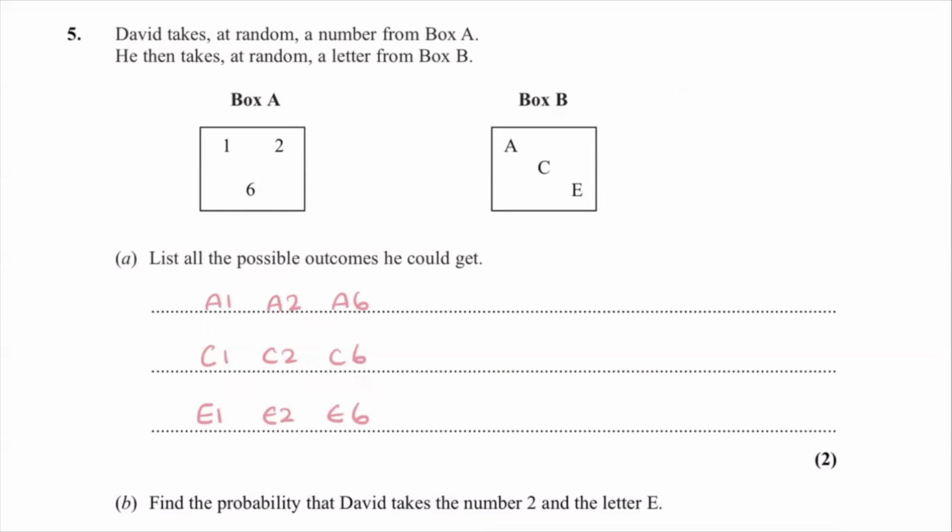We've then got to find the probability that David takes the number 2 and the letter E. So the number 2 and the letter E is there in our list. So there's 1 out of a total of 9 combinations.